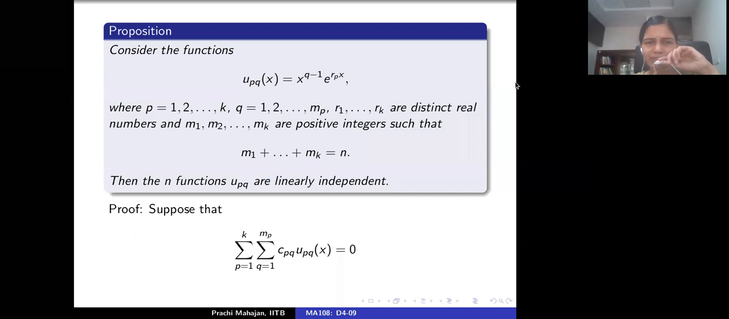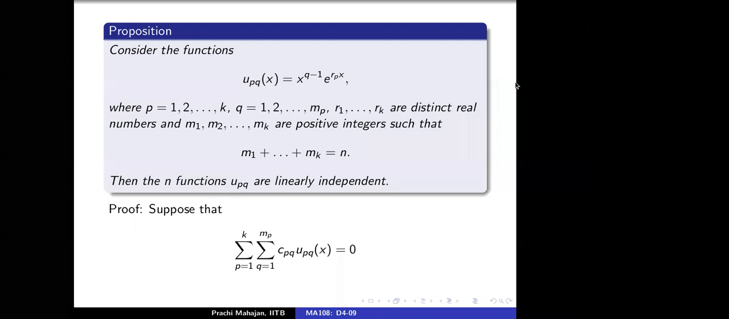What is it that we are required to show? The proposition says that these functions are linearly independent, so we are required to show that cpq is 0 for all p and all q. Is that okay? Is everybody with me? Yes, ma'am. Okay, all right.